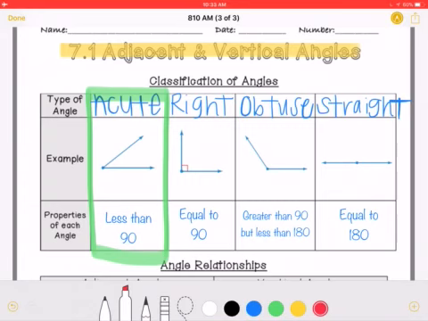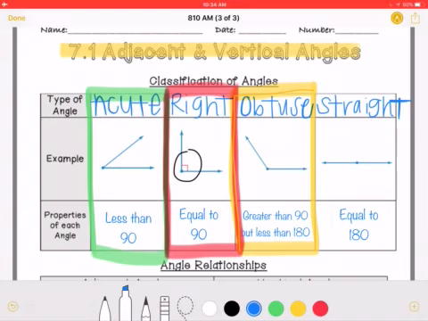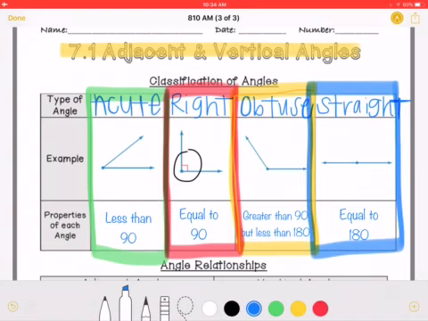Next, we have a right angle. That's when the angle measure equals 90 degrees. Usually, a right angle will have almost like a red box in the corner, helping to identify that it's a right angle. Next, we have an obtuse angle. That's greater than 90 but less than 180. And then the last one we have is a straight angle. Exactly how it sounds. It's a nice straight line, straight angle, and that's equal to 180 degrees.